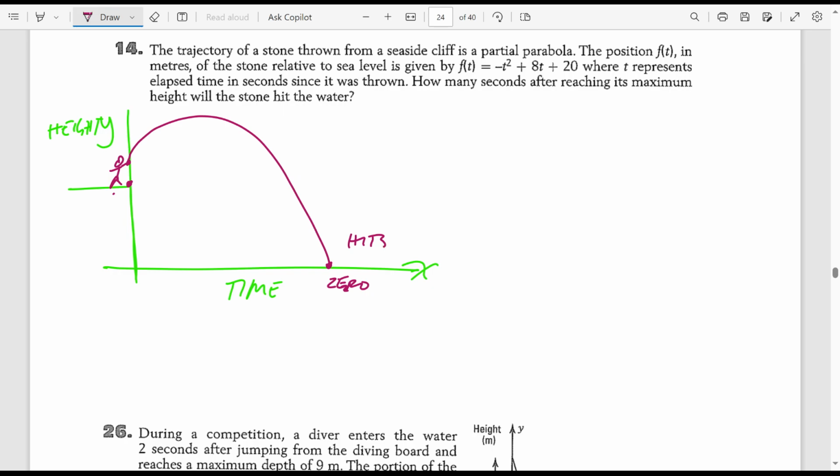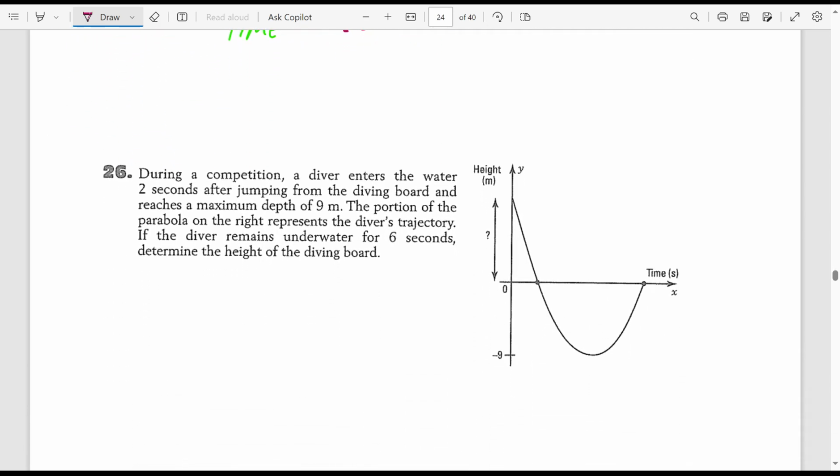Now, they mention maximum height. I don't need the K. I just need to know when it reaches K. So I just need to find this here, and then I can find the distance between those two things. That's the hard part of these. I'll leave the rest of them for you to decode on your own.